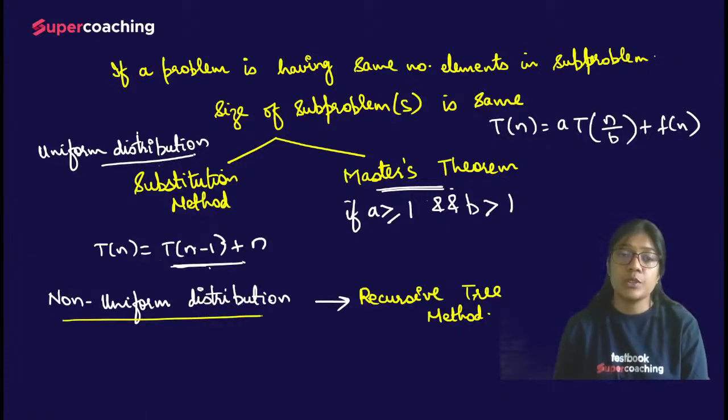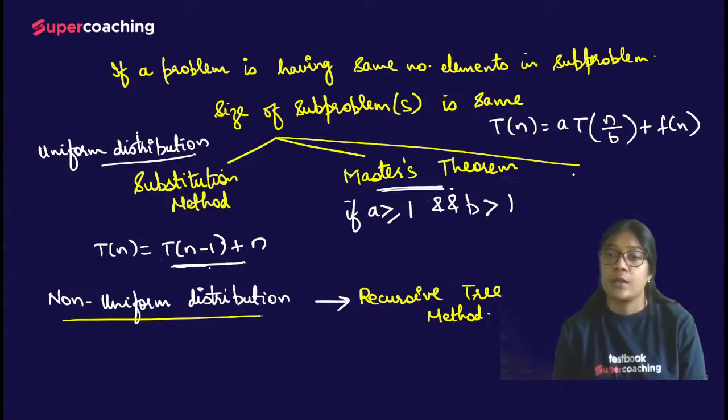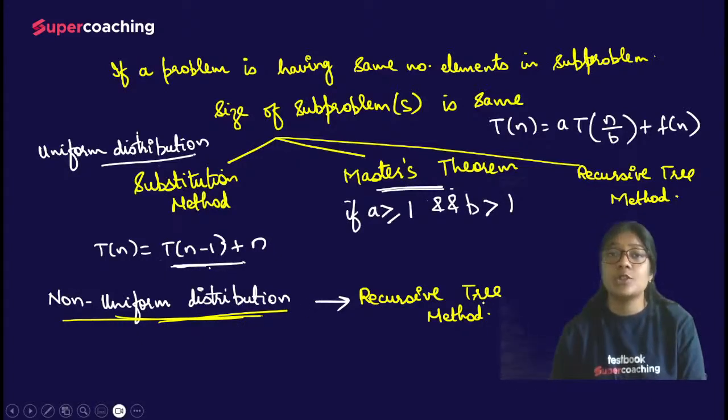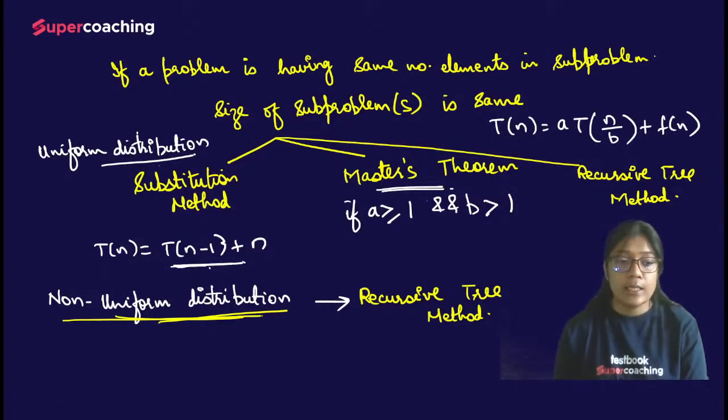Anyhow, if there is uniform distribution, you can use the recursive tree method also. Recursive tree method is also possible. But the special case for the recursive tree method is if we have non-uniform distribution of the elements, then in that case, surely we'll be using only the recursive tree method. Make sense?